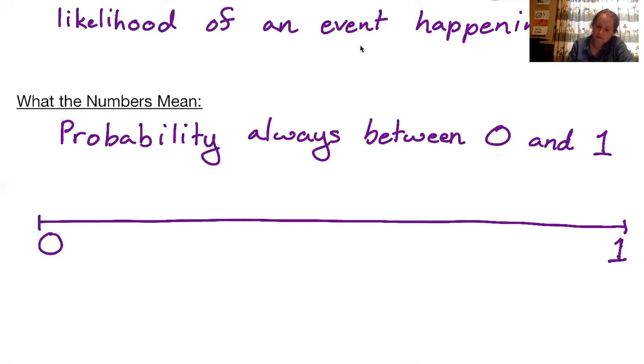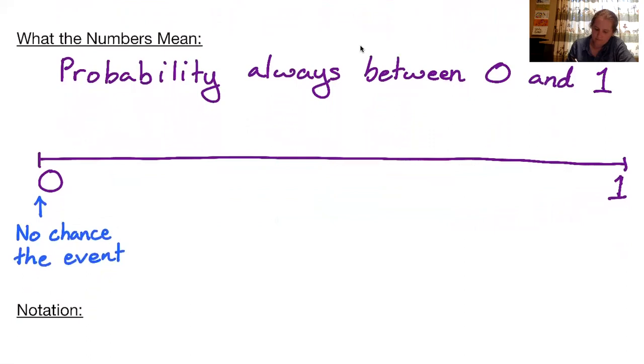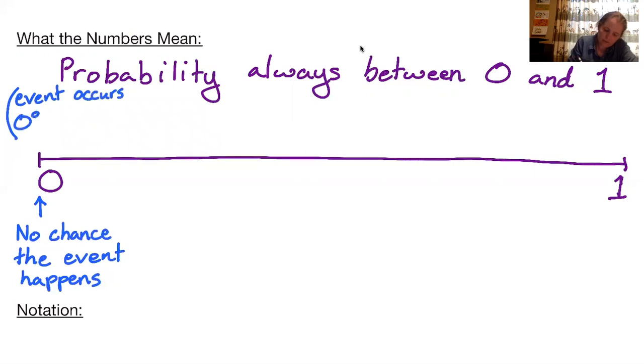probability of 0 means that there is no chance the event happens. In terms of percent, the event occurs 0% of the time, never.